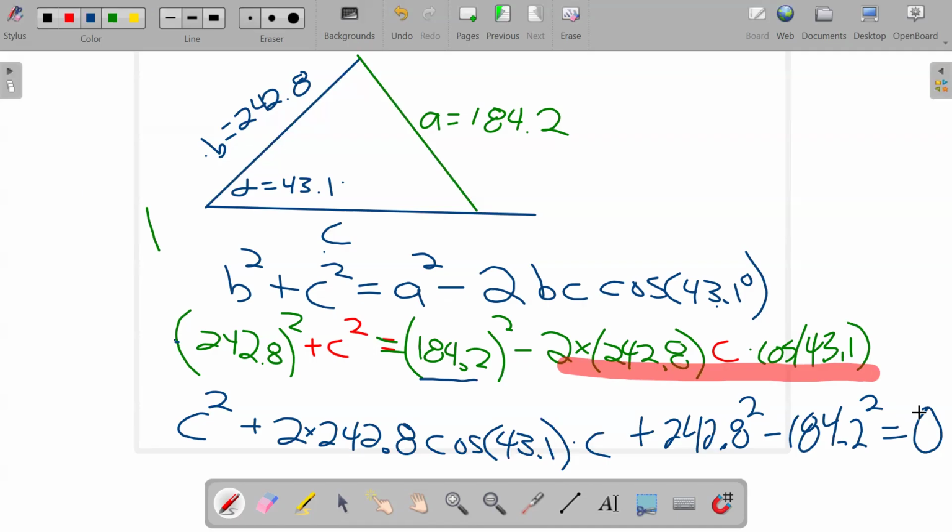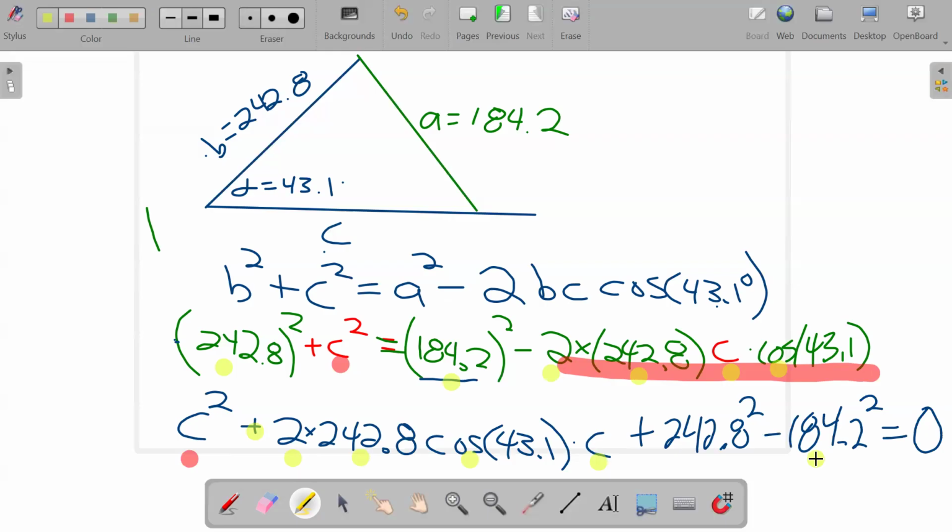Pause, think about this. Did I skip too many steps? Perhaps. Just think about it for a minute. Okay, C squared was on the left, stays on the left. The part with the C in it here, I'm going to add over to the right. And I've got 2 times 242.8 times the cosine, okay, that looks all right. The 242.8 squared is on the left, so it stays. This guy's on the right, so I have to subtract it over. All right, I think I'm good.